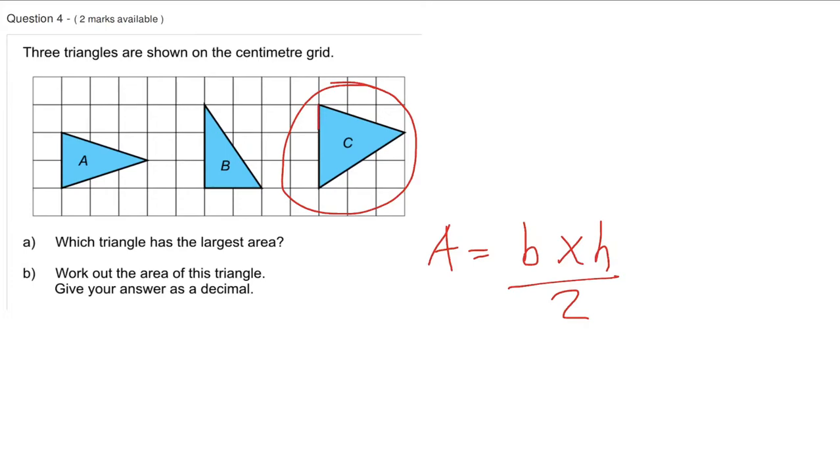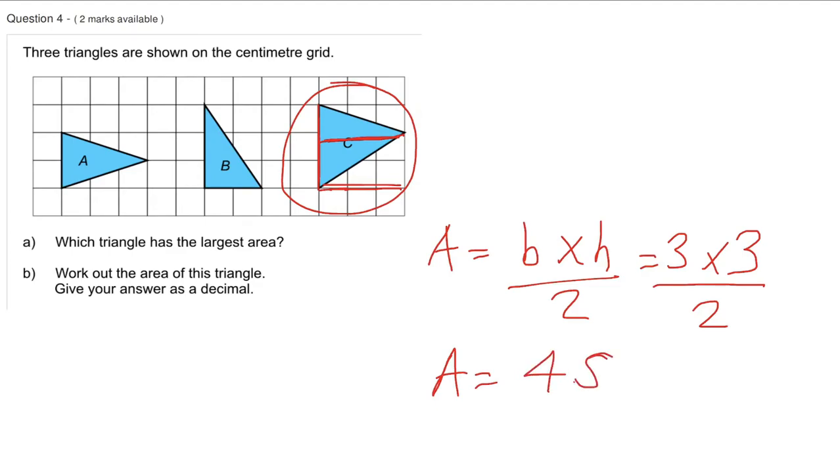The base is 1, 2, 3 centimeters. The height is from the base to the highest point of that triangle, so we can use this outside. So that's 1 centimeter, 2 centimeters, 3 centimeters. That is the same. Those 2 red lines are the same. So that's 3 times 3 for the height divided by 2, and that area will be 4.5 centimeters squared. Again, remember our base and our height are in centimeters because it is drawn on a centimeter grid, and our unit is centimeters squared for area.